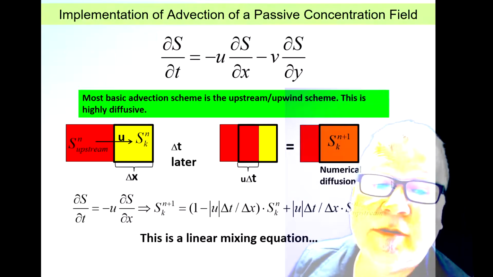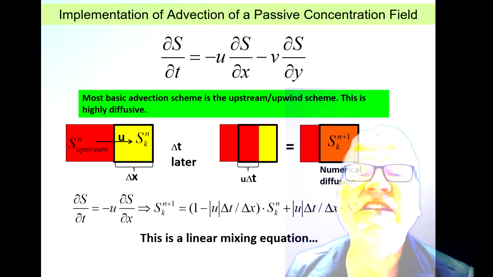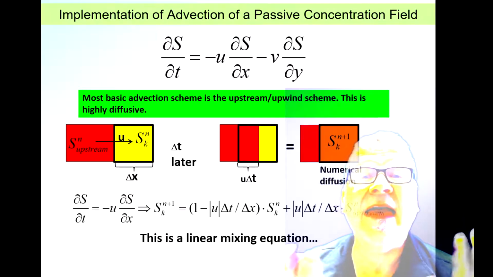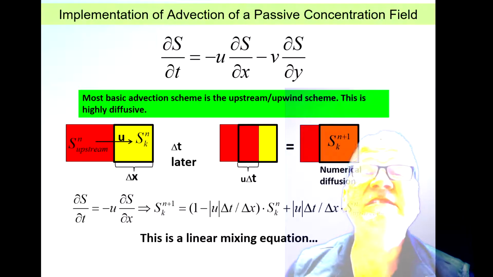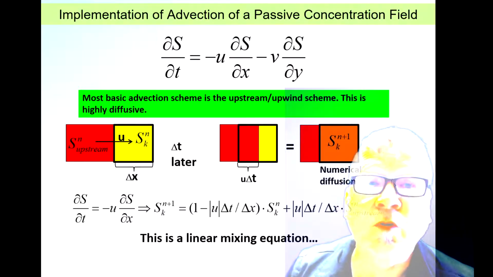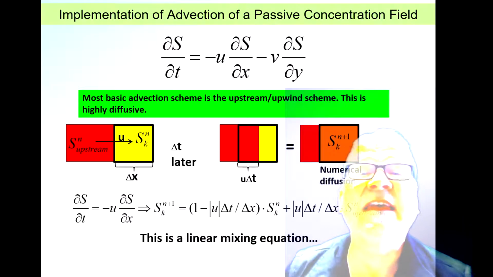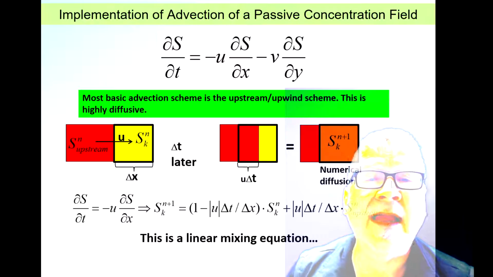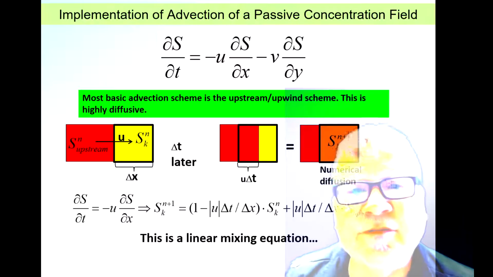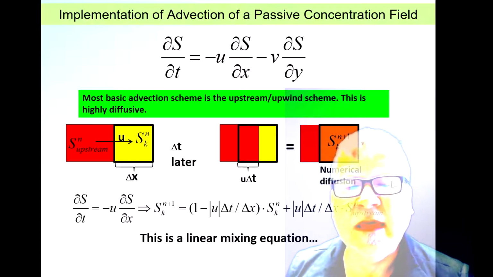And this is how we do it. Okay, so we consider a passive concentration field, and we call it S. S is the concentration of some pollutant, if you like, within a grid cell. Let's just say it varies between 0 and 1. 1 means 100% concentration, and 0 means 0 concentration.